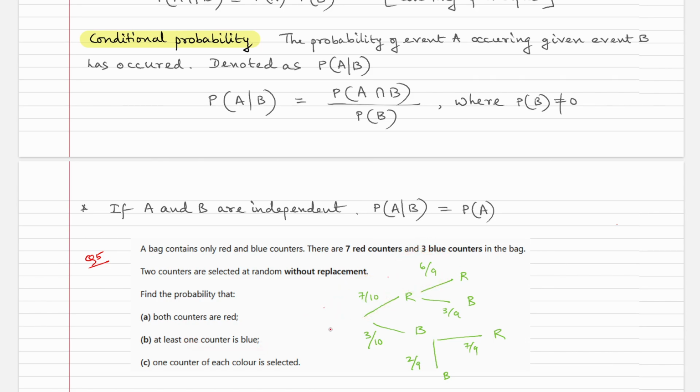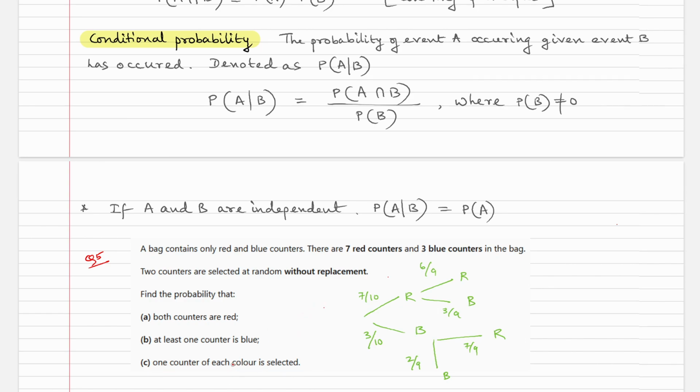At least one counter is blue. All the cases involving at least one blue, or you calculate the probability of getting no blues and then subtract it from 1. That will probably be much easier. So what is the probability of getting no blues? That is only one case where you draw both reds. So you have done that in option A, subtract that from 1, you will get your answer for B.